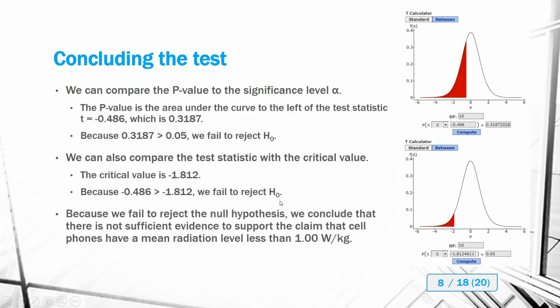So either way, we reach the same conclusion. Because we failed to reject the null hypothesis, we conclude there is not sufficient evidence to support the claim that cell phones have a mean radiation level less than 1 watt per kilogram.